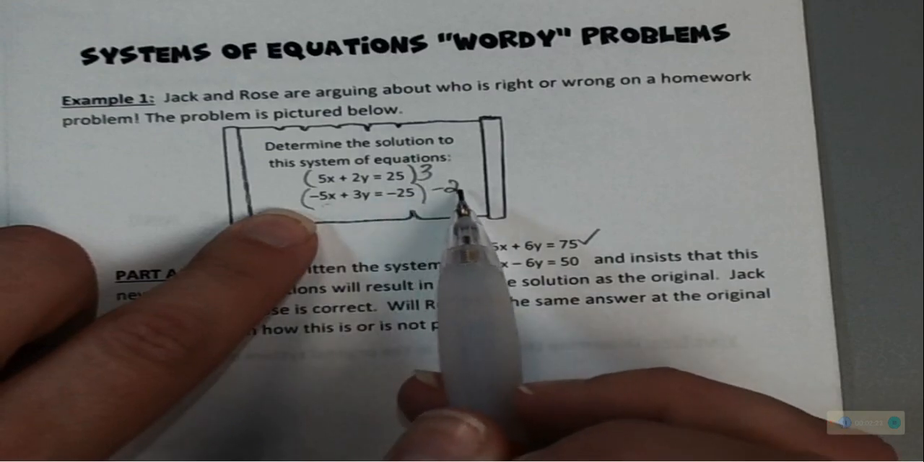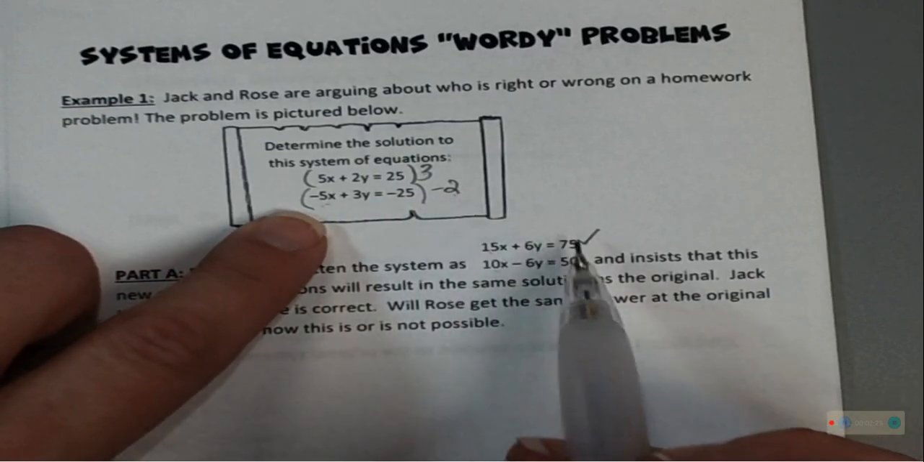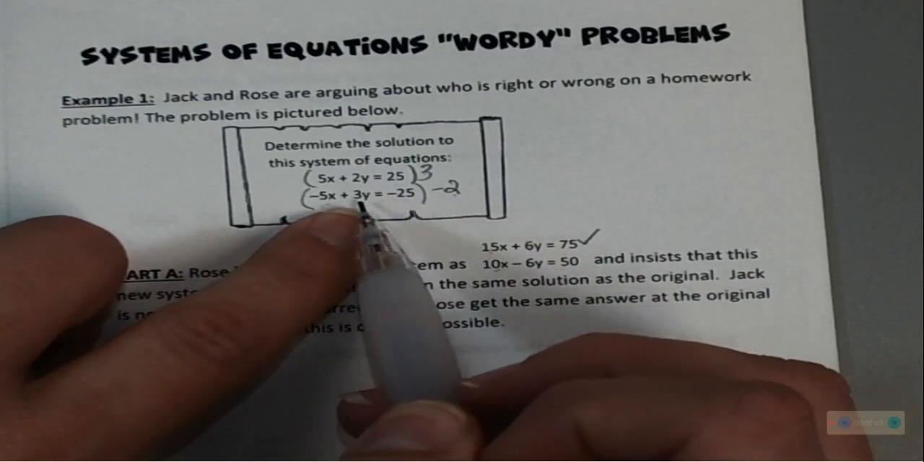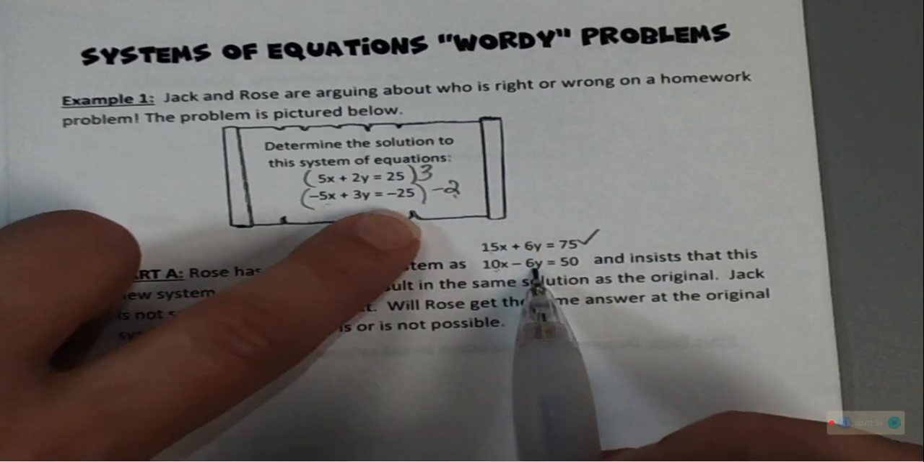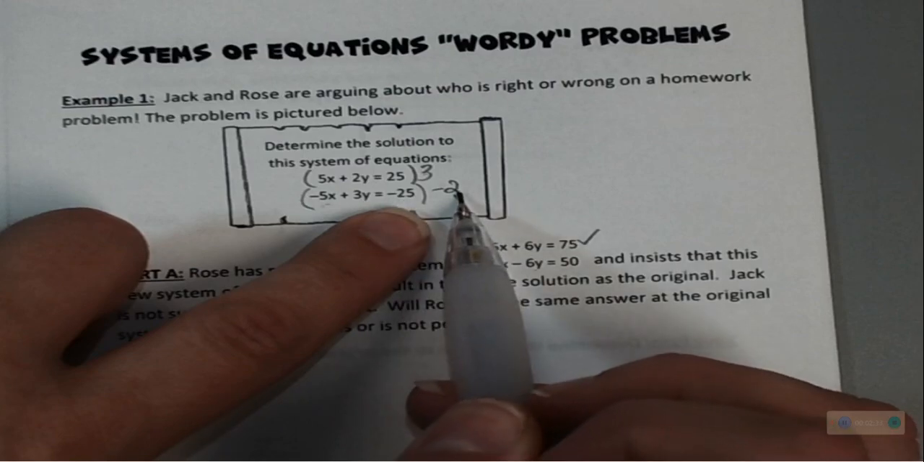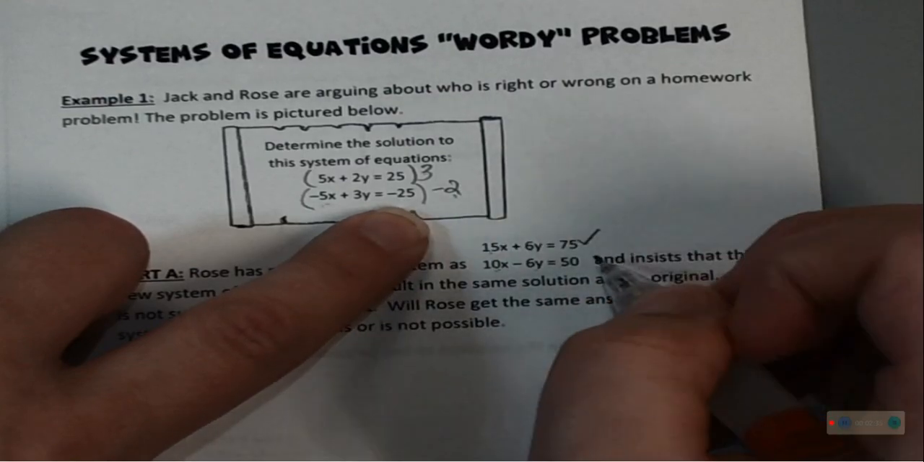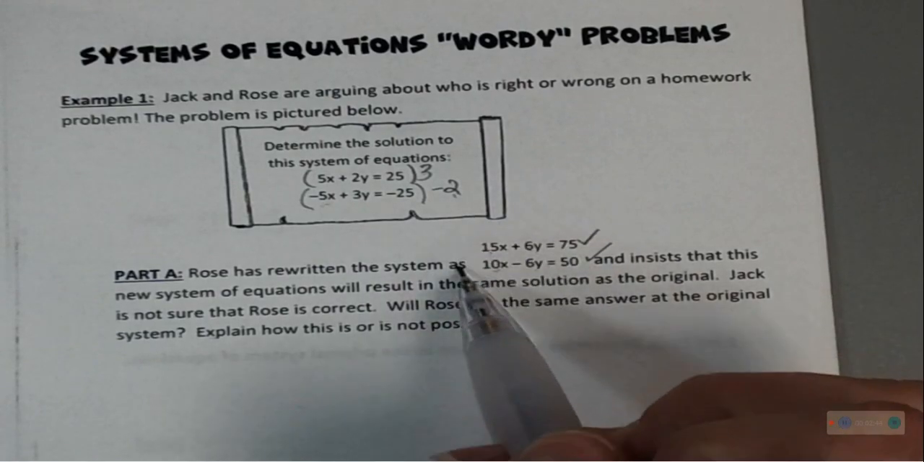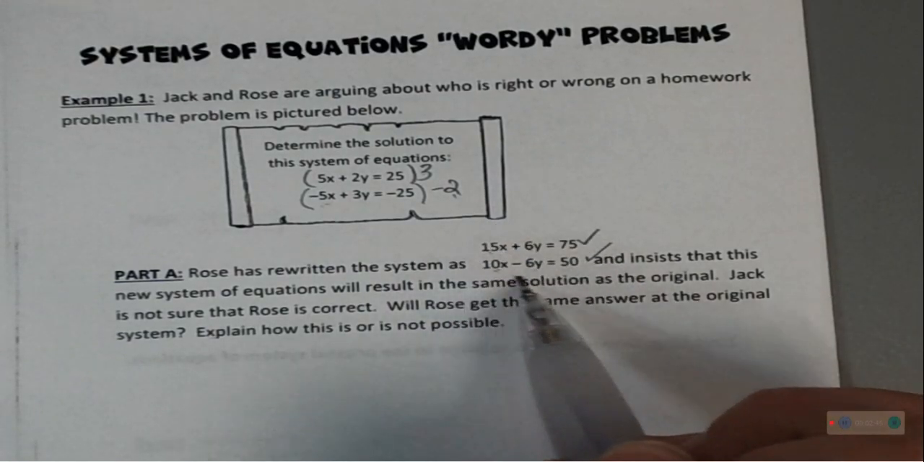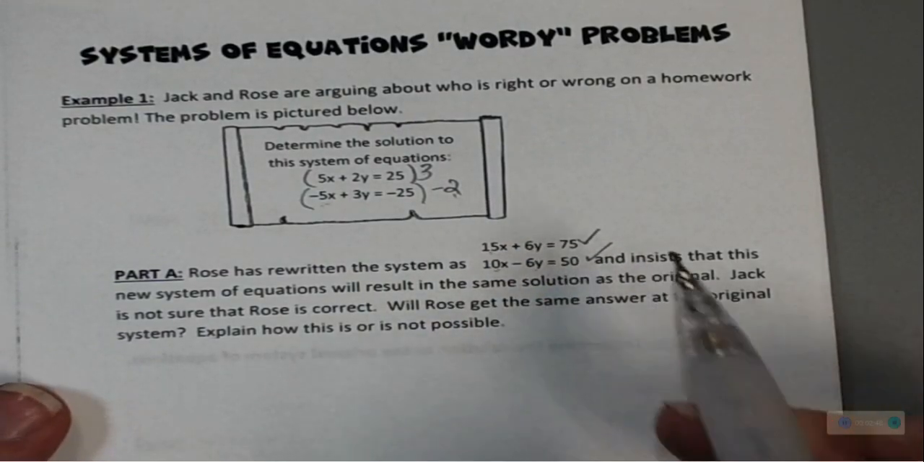Now, let's check and see if she did the right thing. Negative 5x times negative 2 would be positive 10x, so she's good there. What's 3y times negative 2? Negative 6y. So she's good there. And what's negative 25 times negative 2? 50. So, did she successfully create an equivalent system? Yes. So, if she created a system that's equivalent and is going to work, is she going to get the right answer?